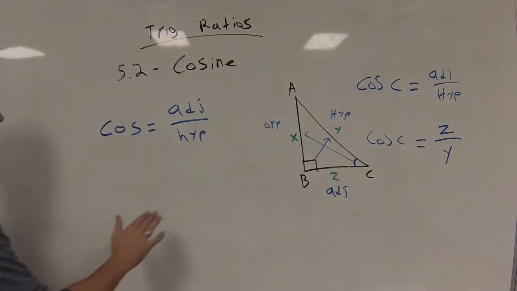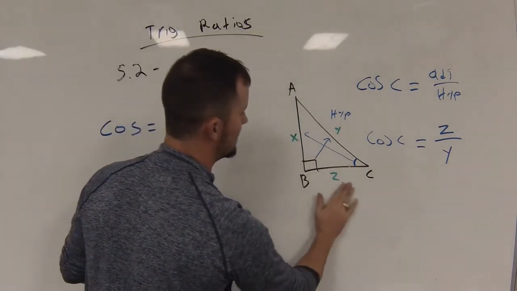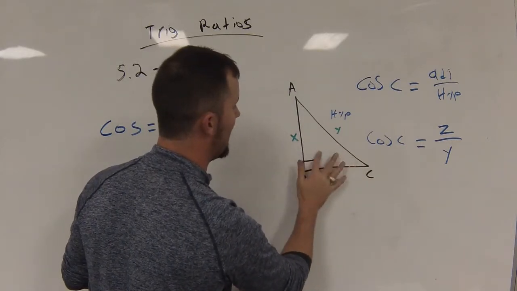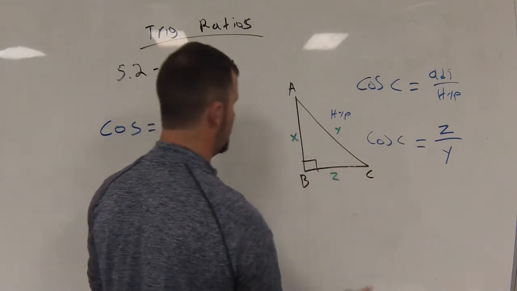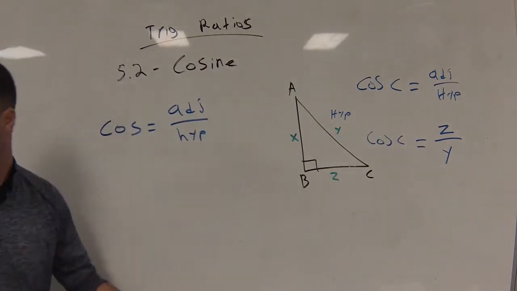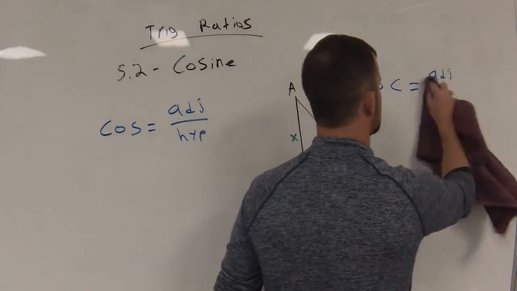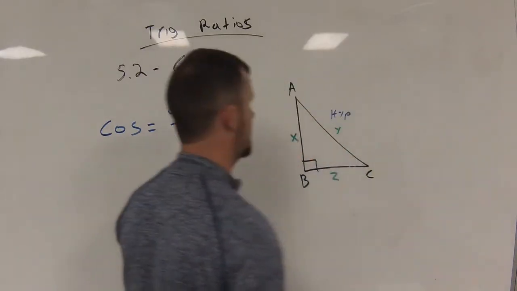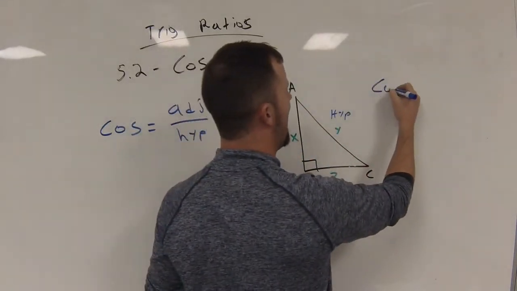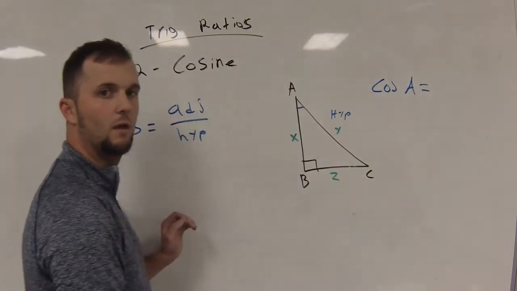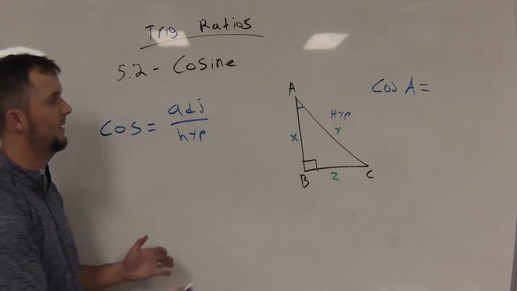Or if I wanted to, I could look at this from angle A. So let's hypothetically think if I knew what angle A was, or if I wanted to find angle A, I could do the same type of measurement with cosine here. So let me go and erase this, and let's look at the cosine of A. So looking at it from cosine of A, so we're looking from angle A. So again, I'm going to analyze everything again.